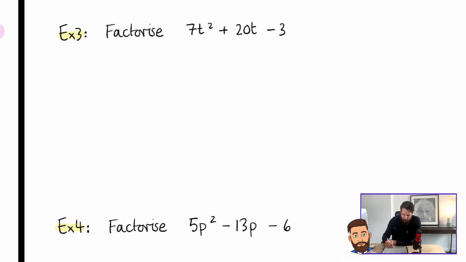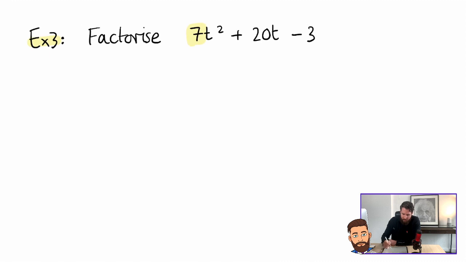So example 3, we want to factorize 7t squared. It doesn't have to be x, it can be any letter. X is just an unknown. 7t squared plus 20t minus 3. What do we do first? First of all, can I use this method? Yes, because a is bigger than 1. A is 7, so I can use this method.